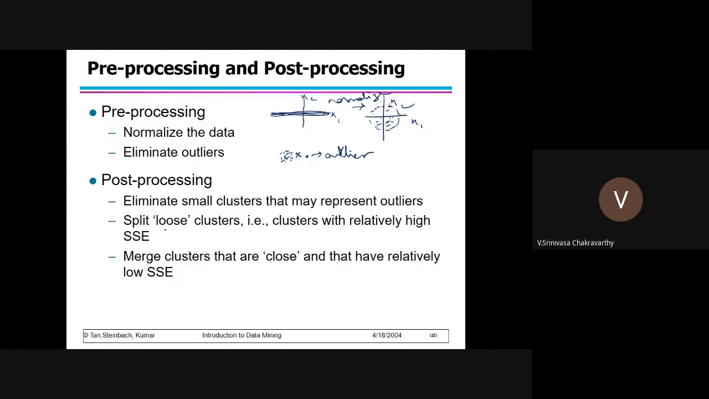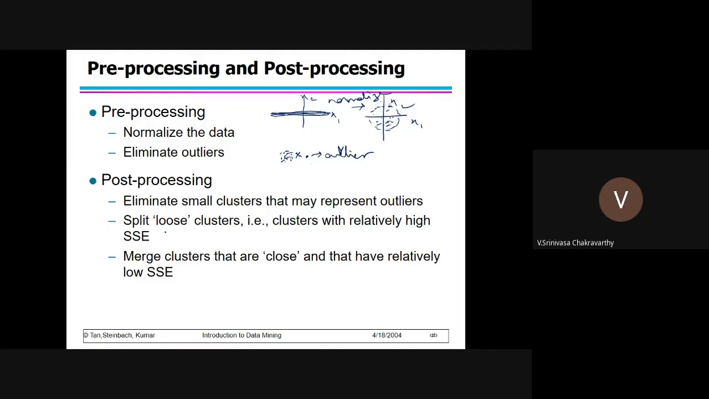Then there is post-processing that eliminates outliers. Initially, take a large number of clusters, so k is a large number. Then once you do the clustering, eliminate small clusters that might represent outliers. Let us say some clusters have tens of thousands of points and some clusters have only three or four. Then those small clusters are basically noise, right? So remove them and do whatever you want with those data points. You may reallocate them to the other remaining clusters.